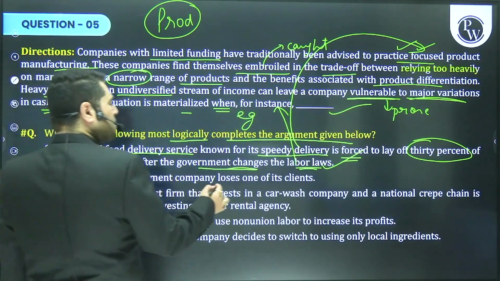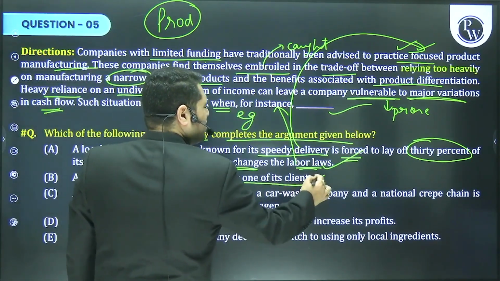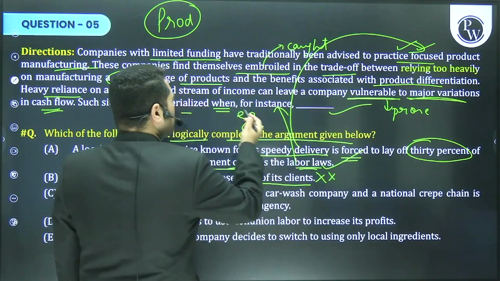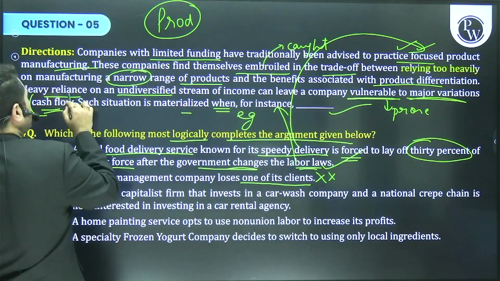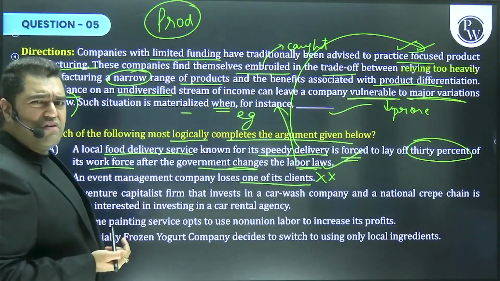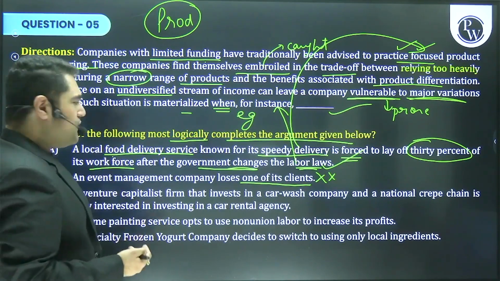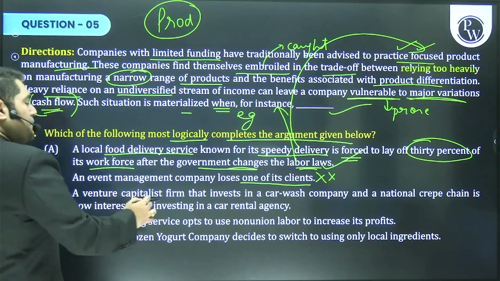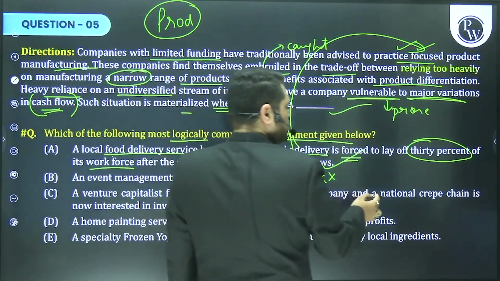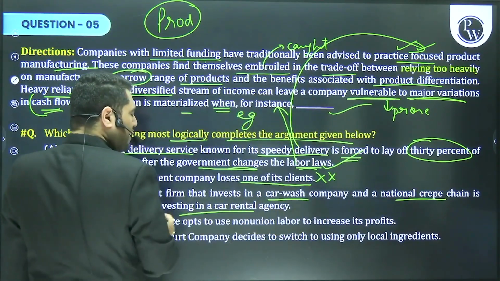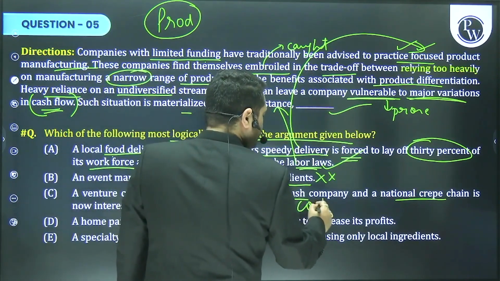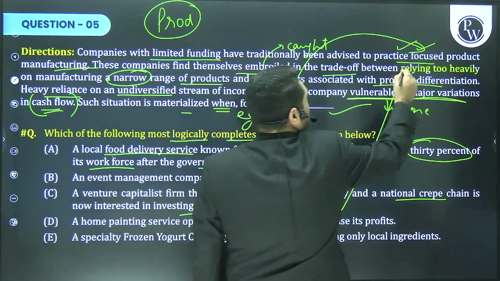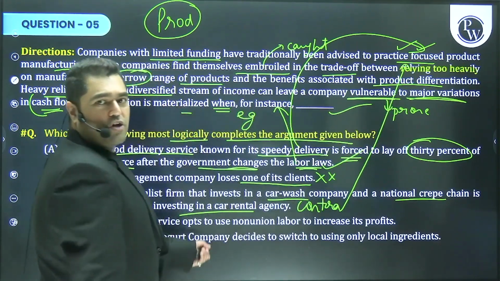Event management company loses one of its clients. This is too narrow. So what? It is not going to be a severe cash flow impact. It's okay, one client. We don't even know if it's major or minor. Next, venture capitalist firm invests in car wash, national crepe chain, car rental. This option is contradictory because we are looking at a single product, and this is talking of multiple products.